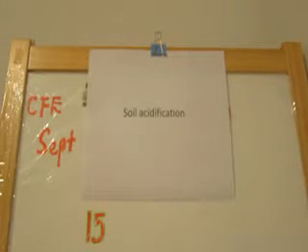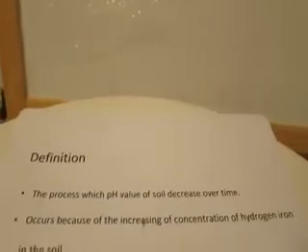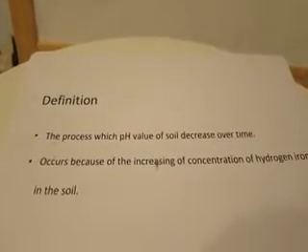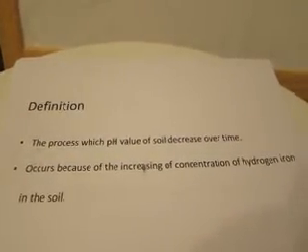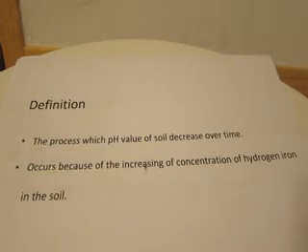During our presentation, my teammate Skylar and I will introduce the usage of neutralization reaction in the fields of both agriculture and industry. In my part, I will focus on soil acidification. By definition, soil acidification is the process in which the pH value of soil decreases over time. It occurs because of the increasing concentration of hydrogen ions in the soil.